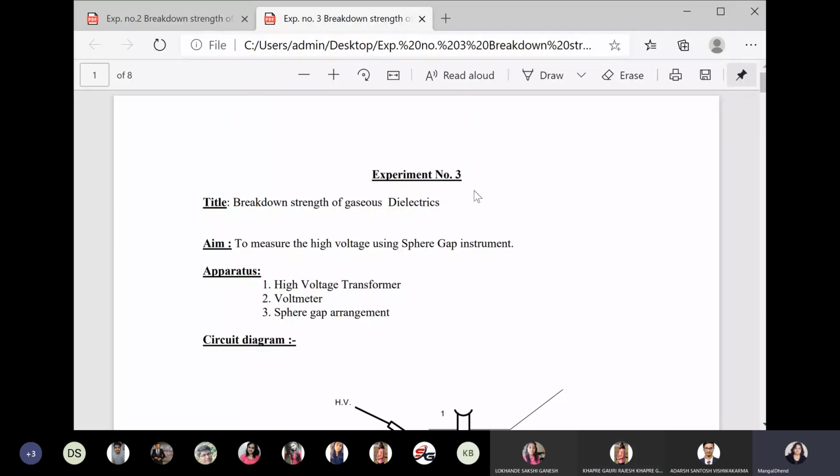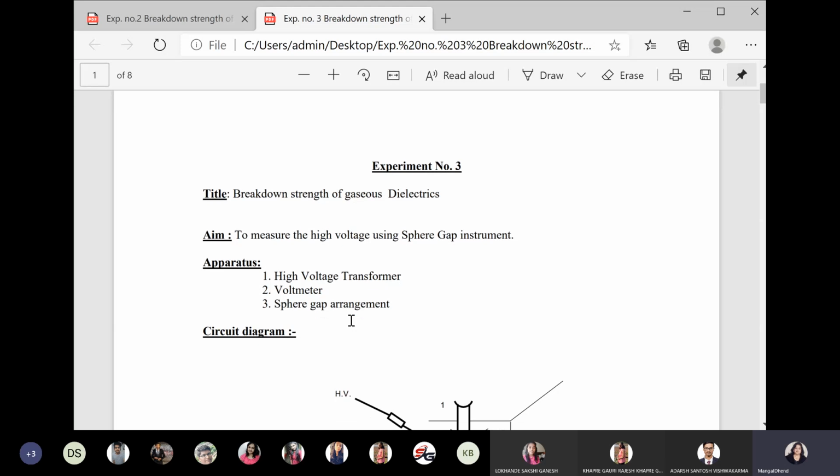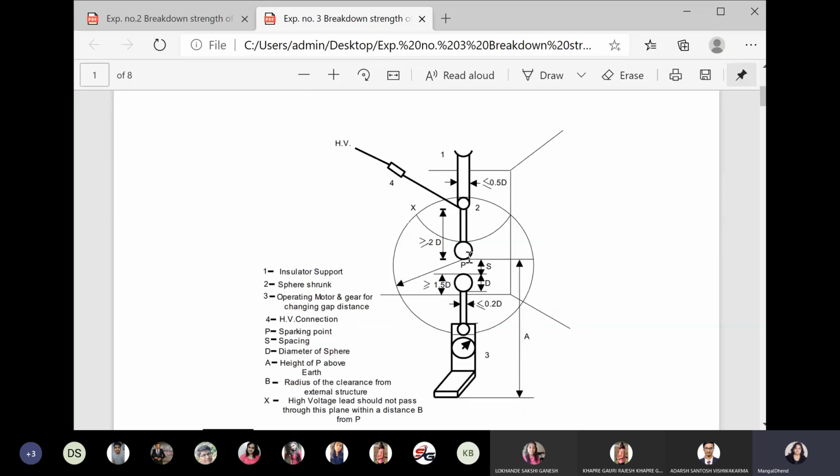This is your experiment number 3, breakdown strength of gaseous dielectrics. The aim is to find out the breakdown strength of air. This is one of the tests we have discussed, and yesterday we also discussed the theory. You take a sphere gap and apply variable voltage across it. Our test set is common: from the supply to the auto transformer, from the auto transformer to the primary winding, and from the secondary winding of the transformer to this electrode. You adjust the gap distance between these spheres and find out at what voltage breakdown takes place.